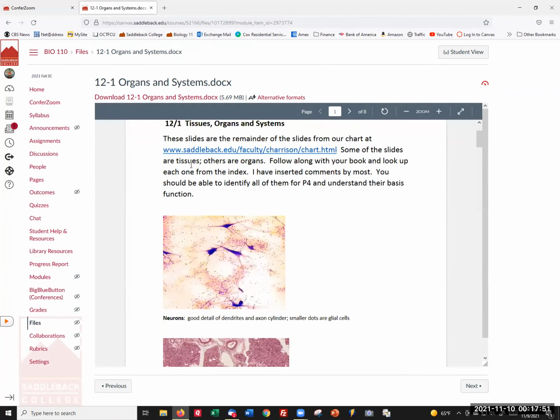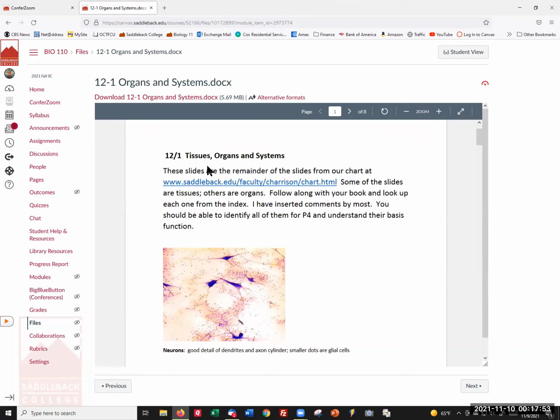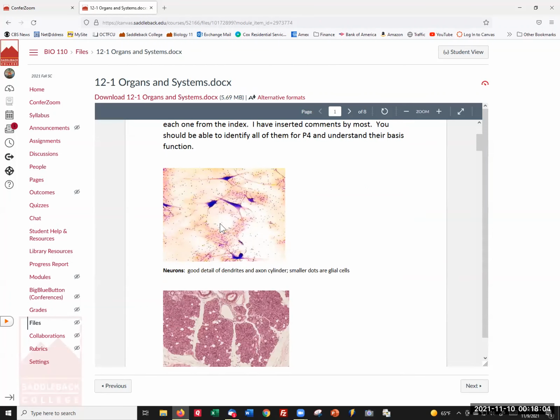Okay, these are tissues actually, organs also, and systems. Okay, we know the difference between those. And here's neurons. You look at it, get an idea what they look like.